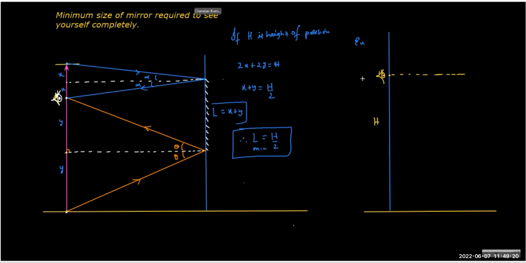Okay. So the question is like this. Situation has changed. Now, what is the changed situation? The mirror is h by 2, but kept like this. The tip of the mirror is at your eye level. So there is no mirror above the eye level.